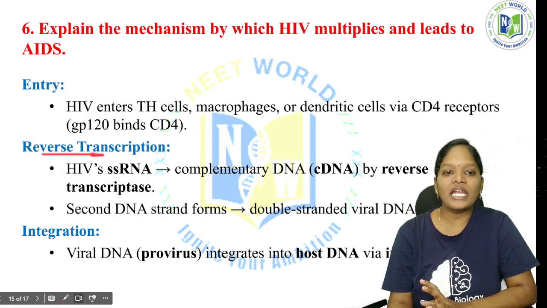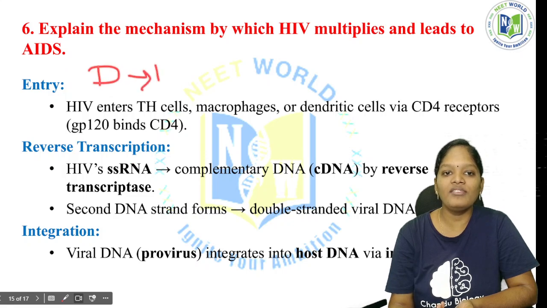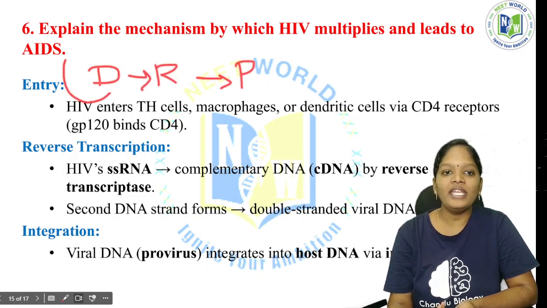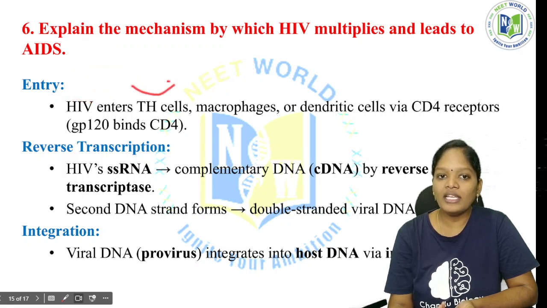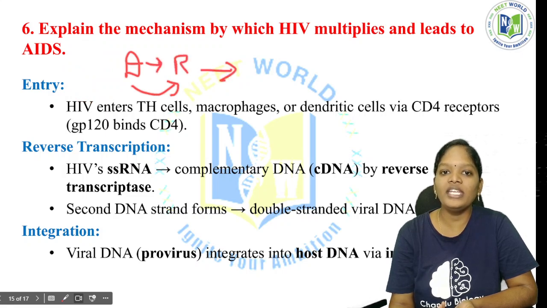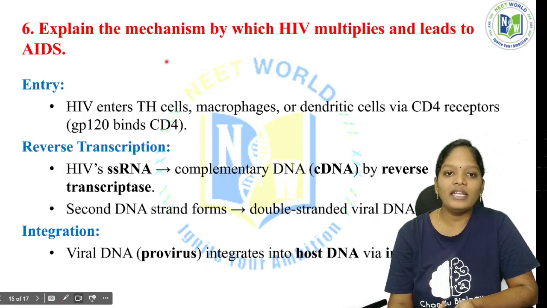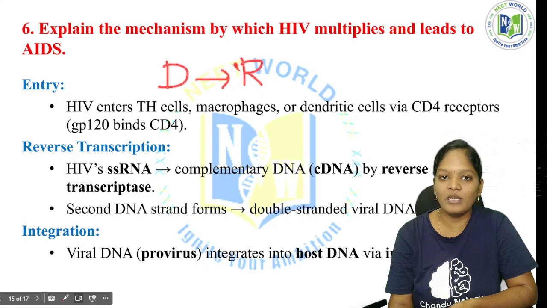Now the reverse transcription process will take place. Reverse transcription in the sense, see, initially the DNA has to be converted into an RNA, and RNA will be converted into protein. Okay, DNA to DNA is called replication. DNA to RNA is called transcription, and RNA to protein is called translation.